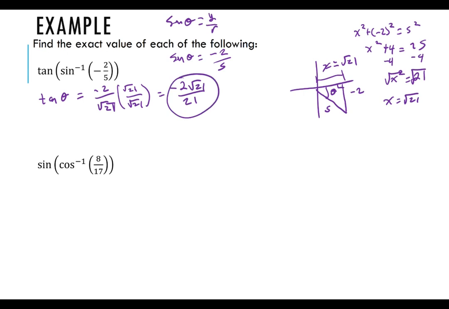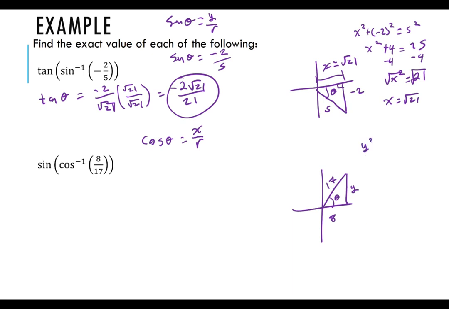Then I want to find what is sine of cosine inverse of 8 over 17. Remember that our circle definition of cosine is x divided by r. And so therefore, my theta is actually going to be in quadrant 1 because I see that that's positive. And so I don't know what y is, but I know that my x is 8, my r is 17, and then I need to find the y value.